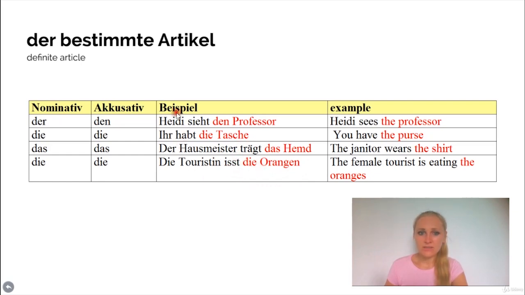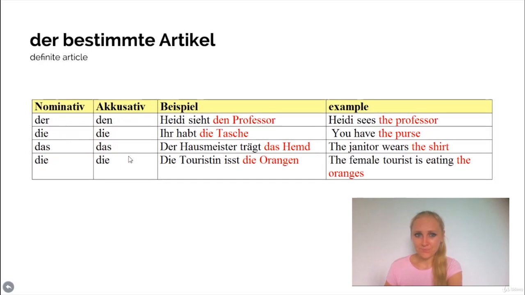Okay, so this slide here is just about the definite articles. Just to keep in mind, in the accusative case, just the masculine articles change. In the dative case, it is a little bit more complicated, or not complicated, but it's changing more. In the accusative case, the good thing is that just the masculine one changes. All other ones stay the same.